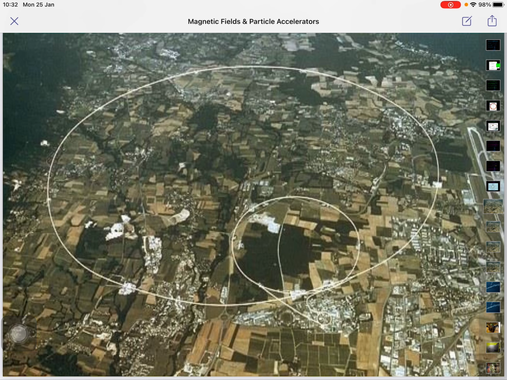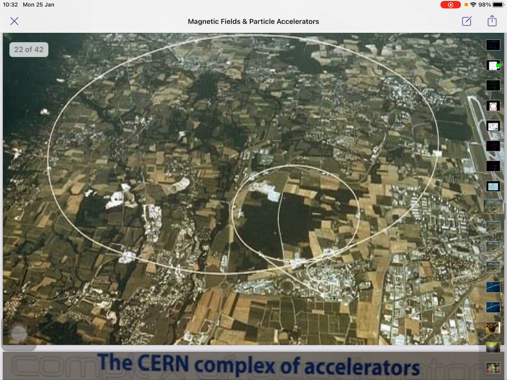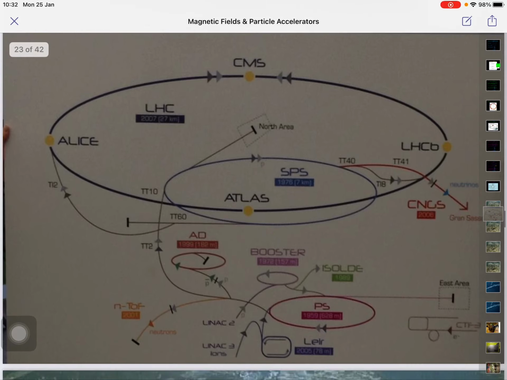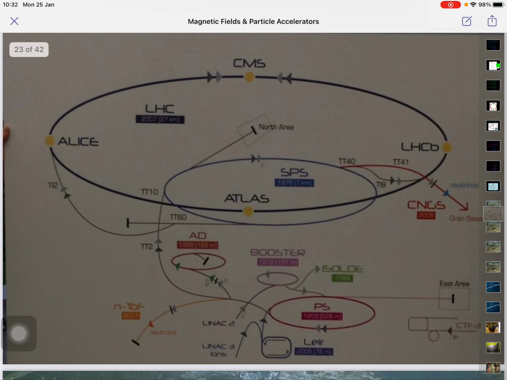It actually borders between Switzerland and France. It actually crosses countries. It's that large, 27 kilometres, the largest one in the world. Now, at CERN, they have particle detectors at different points in the Large Hadron Collider. ALICE, CMS, LHCb and ATLAS are detectors that are placed at different points in the tunnel.